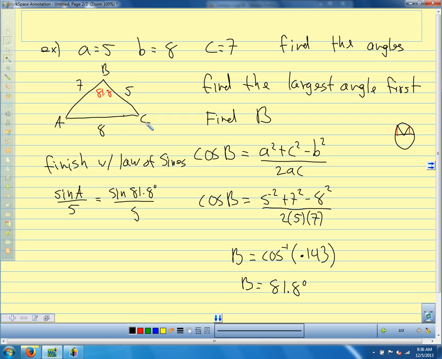All right, questions on that example? So the thing we have to be careful with there: find the largest angle first when we have a side-side-side triangle. And just to emphasize here, we have 3 sides. So this is a side-side-side triangle.